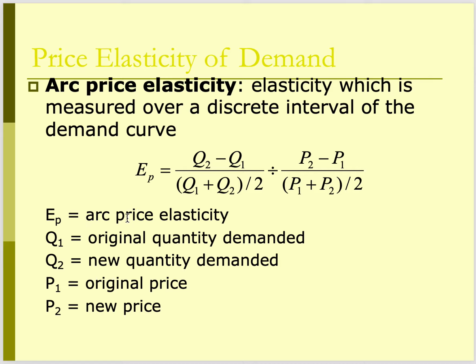So E sub P is called the arc price elasticity. It's between 2 points. Q1 is the original quantity demanded. Q2 is the new quantity demanded. P1 is the original price, so Q1 and P1 go together, and as an ordered pair, Q2 and P2 go together: the new quantity demanded, new price. And you divide this. They used the division sign instead of making a big fraction out of the whole thing. So the difference here is P2 minus P1, and then the average of those.